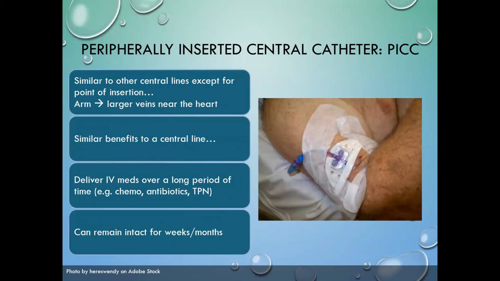All right, this is a PICC line, or a peripherally inserted central catheter. It's similar to the central line that we just talked about, except for the point of insertion. So this one is inserted into the arm and it delivers into the larger veins near the heart. Because of this, it has similar benefits to the central line. You will see a PICC line used to deliver IV medications over a longer period of time. So again, things like chemotherapy, antibiotics. And this is also frequently used for the TPN that we just talked about. And like a central line, it can remain intact for weeks to months.